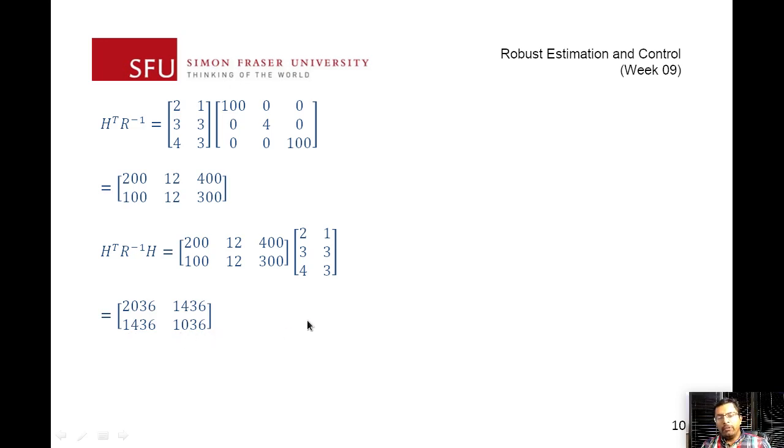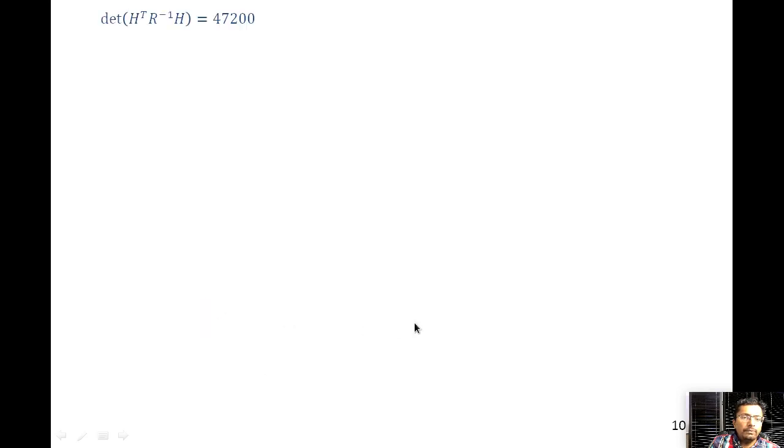Again, you can use your scientific calculator to calculate the inverse, or we can use the adjoint and calculate the determinant and use that method. So the adjoint of this matrix is going to be flipping the diagonal elements, so this becomes 1036, this becomes 2036, and then switching the signs of the off-diagonal elements. And then I calculate the determinant, which is going to be 2036 times 1036 minus 1436 squared, which comes to 47200.